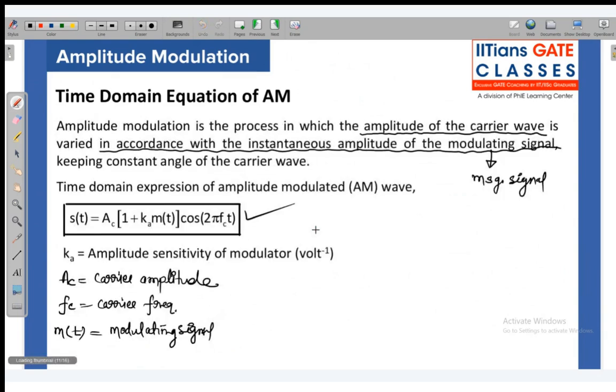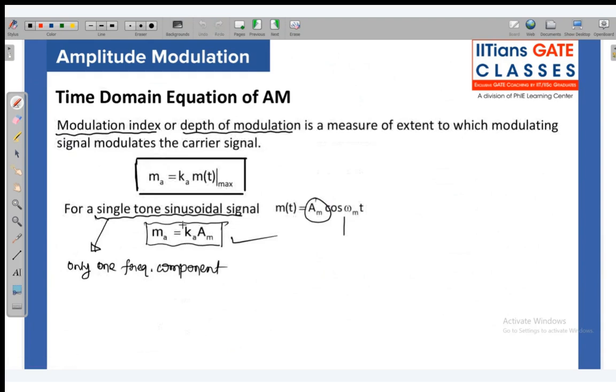How do you get this Ka? Whenever the equation is given, you compare the equation with this standard formula. On comparing, the coefficient of the message signal will give you Ka, and the maximum amplitude of the given message signal multiplied with the amplitude sensitivity gives you the modulation index. Modulation index is a dimensionless quantity. So this is how we define the modulation index.